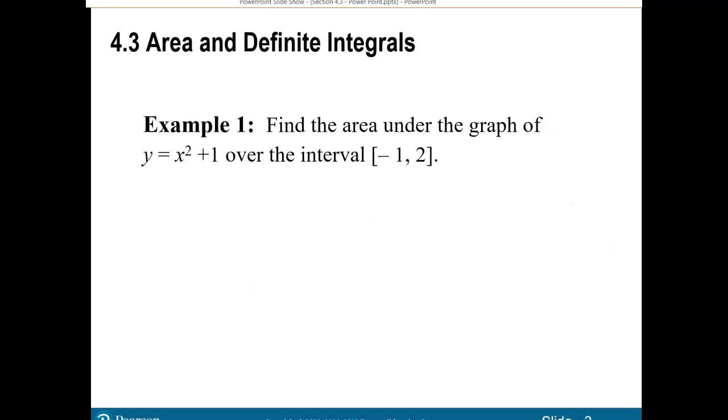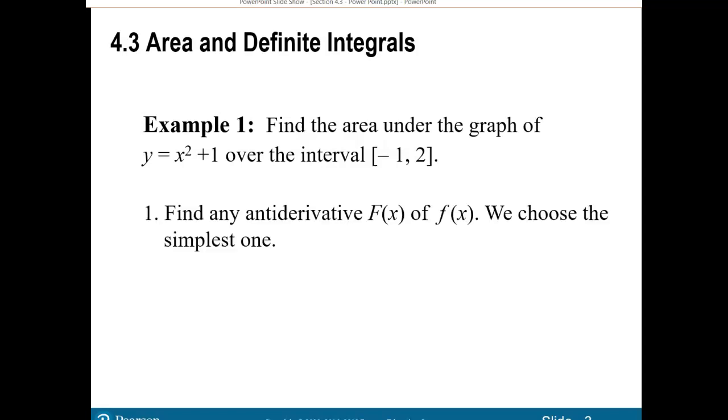All right, so our first example: find the area under the graph of y equals x squared plus 1 over the closed interval -1 to 2. Step 1, find any antiderivative of our function. So we're going to choose the simplest one. Remember we would use our rules from section 4.1. We add a 1, so we get x to the third, divided by 3, plus the constant 1 means you're just going to get 1 times x. No need to put the plus c, so just the antiderivative.